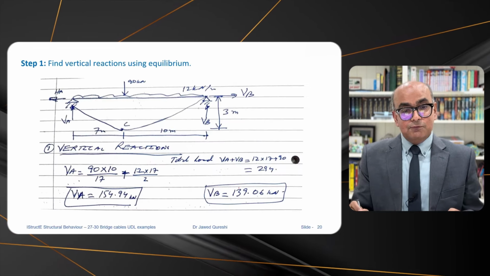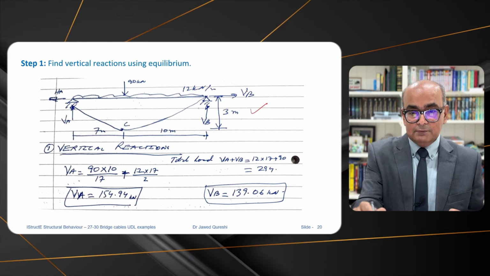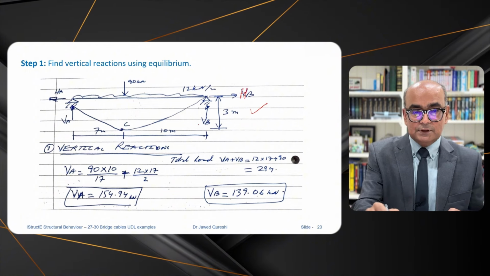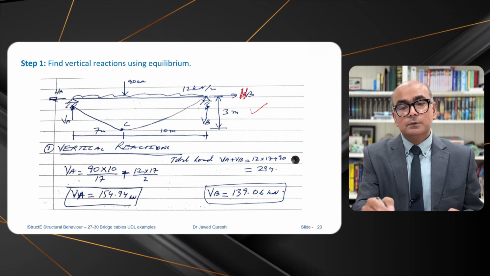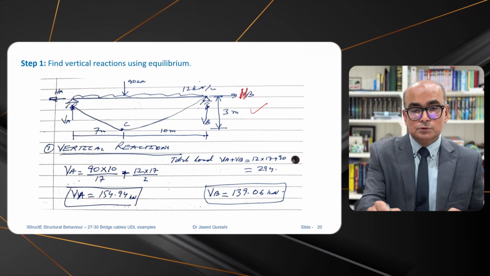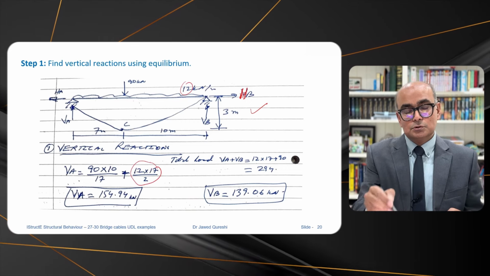Let us first of all find out the reaction. So we have this structure. We have HP. This is HP, not VB. HB and HA and VB and VA. From here we say that total load VA is total load divided by 2. So 12 times 17 divided by 2. This is due to UDL.